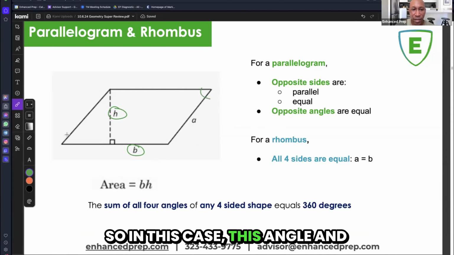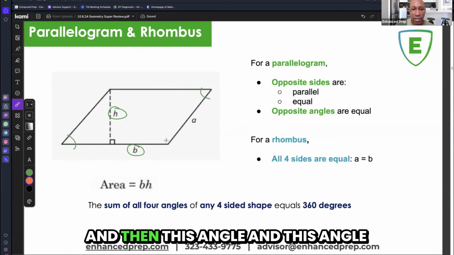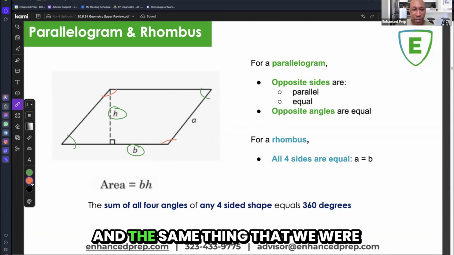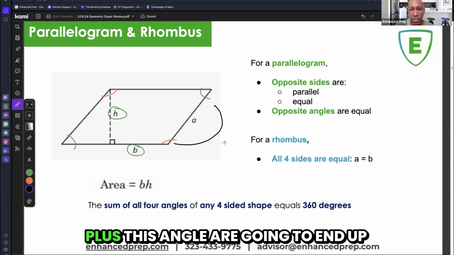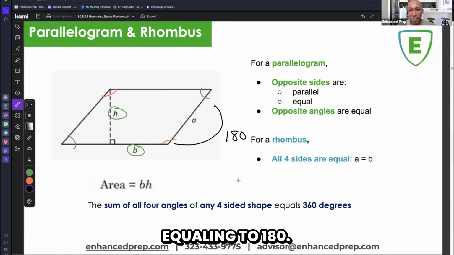So in this case, this angle and this angle are going to be the same, and then this angle and this angle are going to be the same. And the same thing that we were talking about before, this angle plus this angle are going to end up equaling 180, okay?